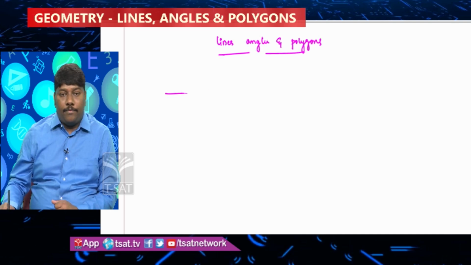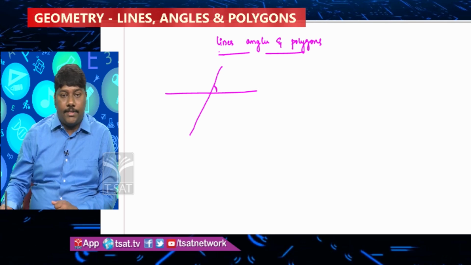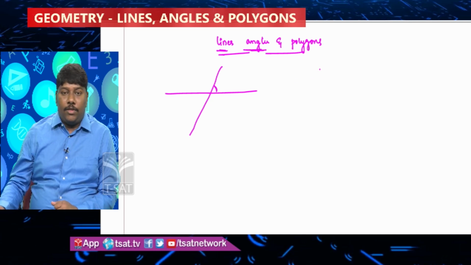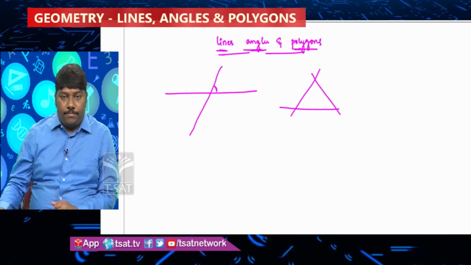In lines, angles and polygons, first we take a line. If we intersect lines, you get angles. So we discuss intersection of lines with the angles. What are the different types of angles formed? If more than two or three lines are intersected, polygons are formed. Polygons with three sides are called triangles.